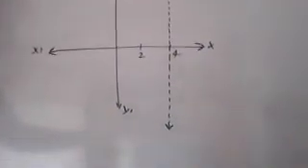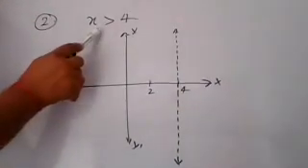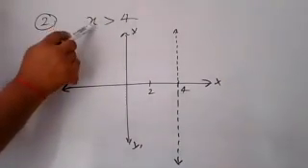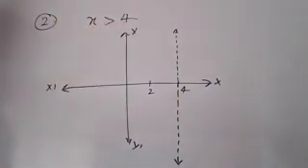Now just check a test point 0 0. So again, if you have your result x is greater than 4, now if you put x is equal to 0, you find that 0 is greater than 4. That is incorrect.